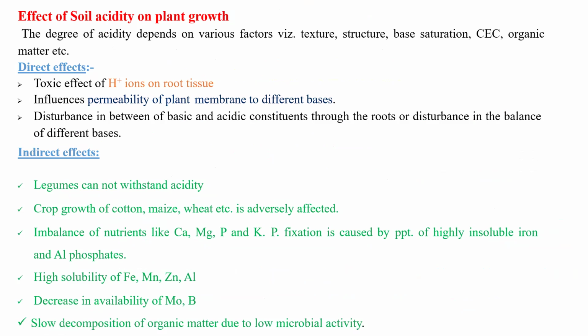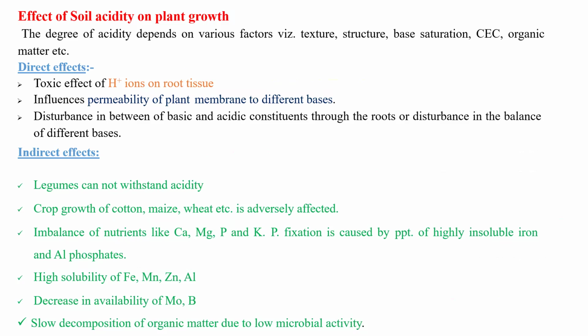The direct effect is caused by the high toxicity of H+ ions on the root tissue. It also affects the permeability of the plant membrane to the various bases. And there is interference caused by the basic and acidic constituents throughout the roots, thereby causing nutrient imbalances.